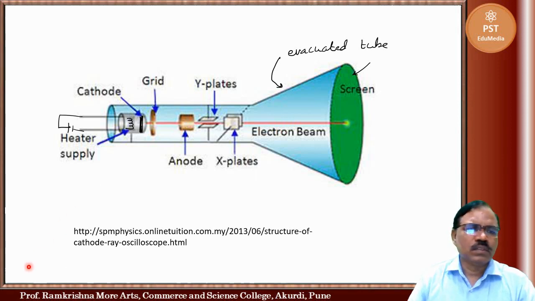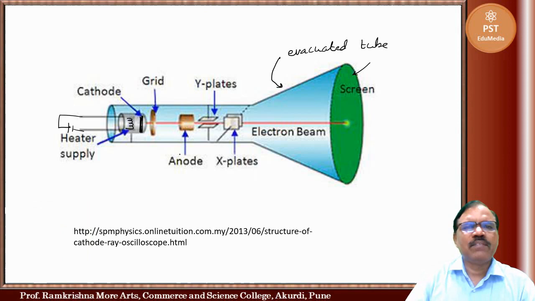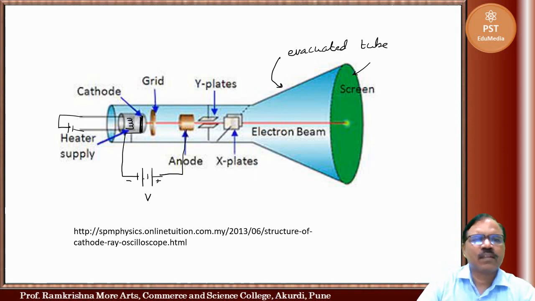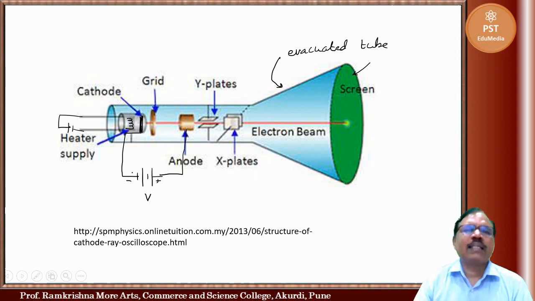Now a signal electric field is applied between this anode and cathode, and this is applied using a high tension battery. Suppose V is the potential. So what happens is that those electrons are attracted by the anode and repelled by the cathode.